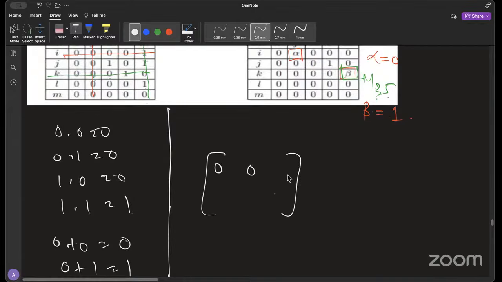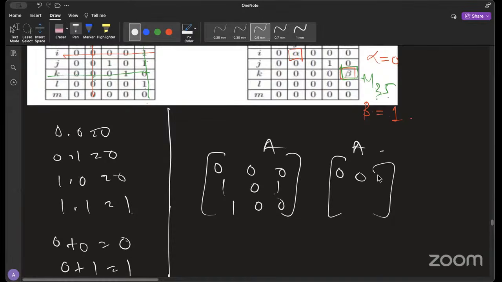You have 0, 0, 0, 1, 0, 1, 1, 0. Let's say you have this thing, and you have to multiply, this is A, and you have to find A square. So this will be 0, 0, 0, 1, 0, 1, and 1, 0, 0. The first entry will be just 0 because all the entries are 0 here. Let's say you have to find the 2, 1 entry of A square. The 2, 1 entry means the second row of this and the first column of this, right?